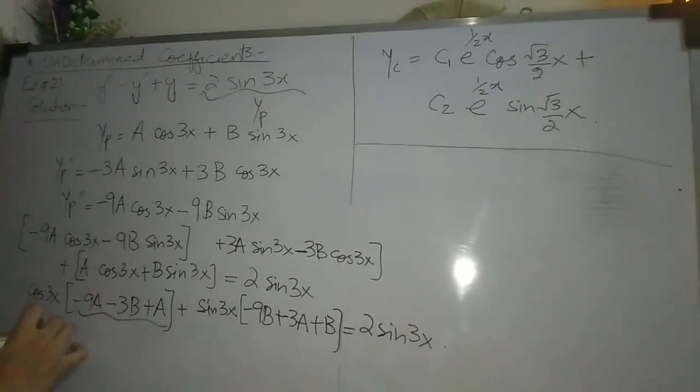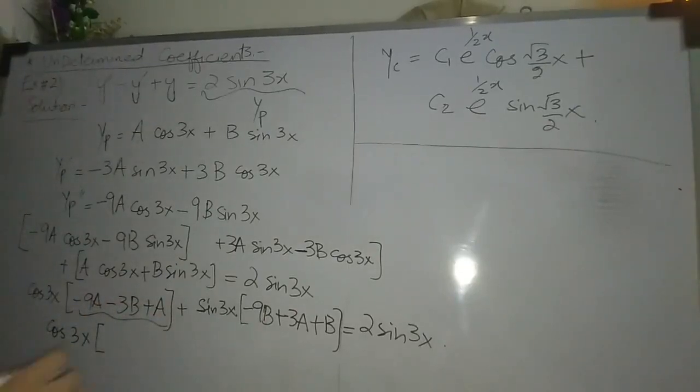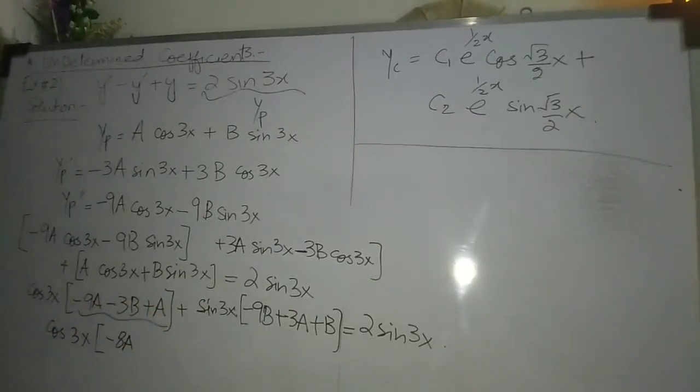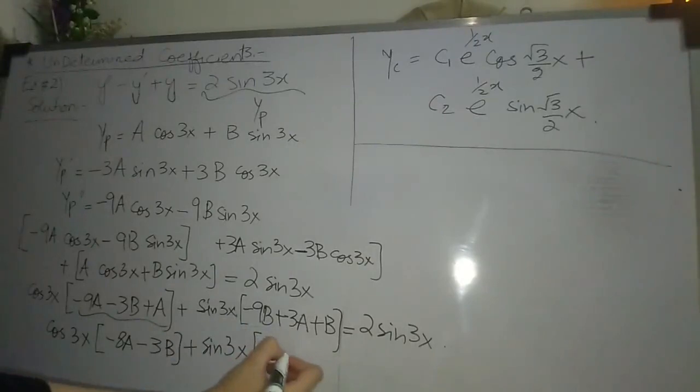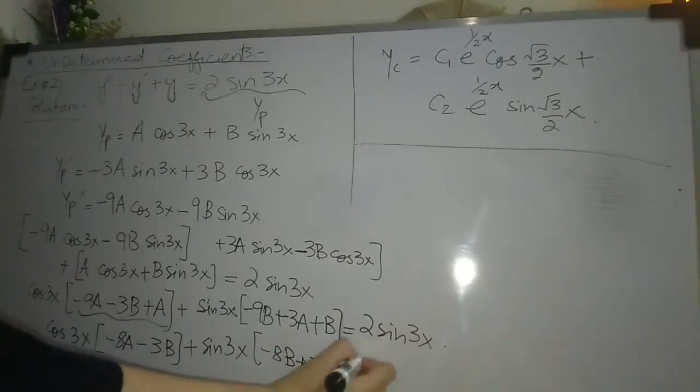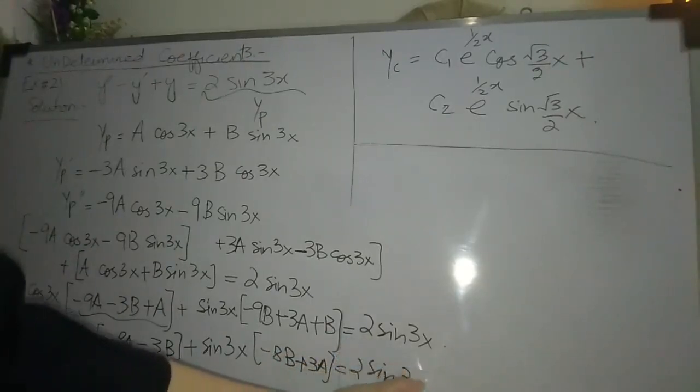That terms becomes minus 9a plus a, that becomes minus 8a, minus 3b, and also plus sin 3x, that becomes minus 9b plus b becomes minus 8b plus 3a equals 2 sin 3x.